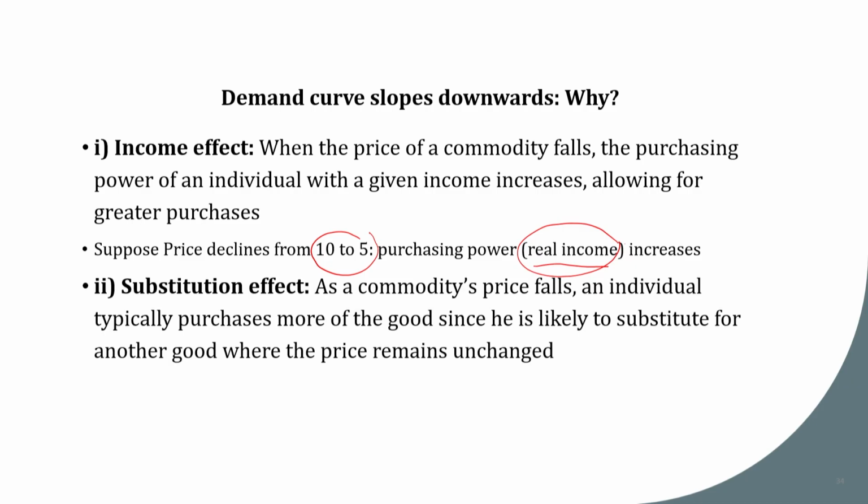And the second one is, as a commodity's price falls, an individual typically purchases more of the good since he is likely to substitute it for another good where the price remains unchanged. So let us take the example of tea and coffee. Suppose the product that we are talking about is, for example, tea.